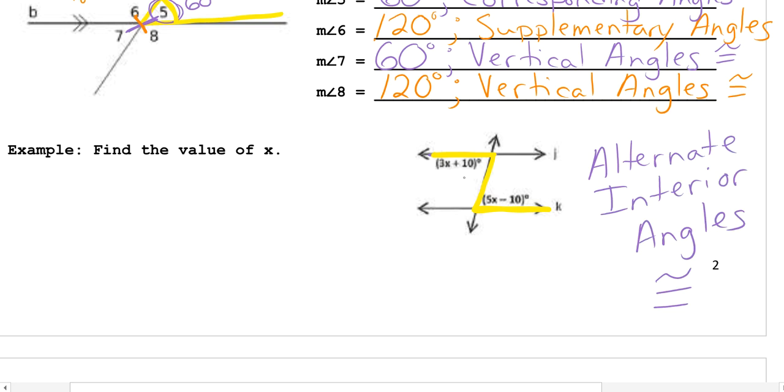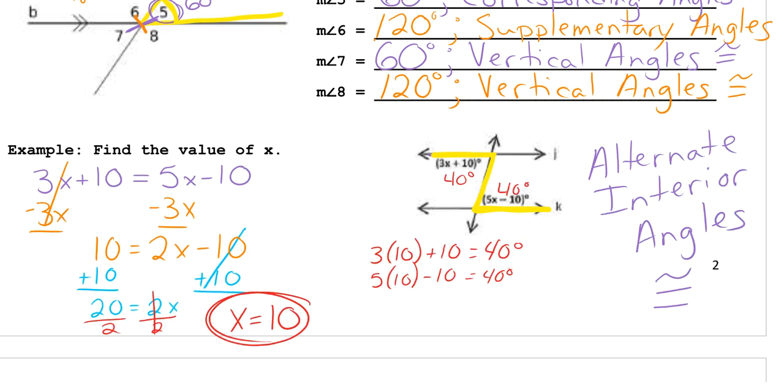So to set up my problem, I'm going to take the value of one angle, 3x plus 10, and set it equal to 5x minus 10. And then I'm going to solve like I would any equation. So go ahead and do that right now, pause the video, and when we come back, you'll be able to see what the answer is and check your work.